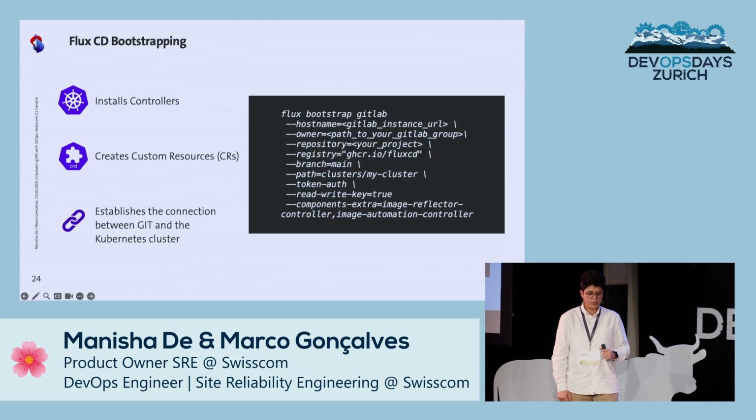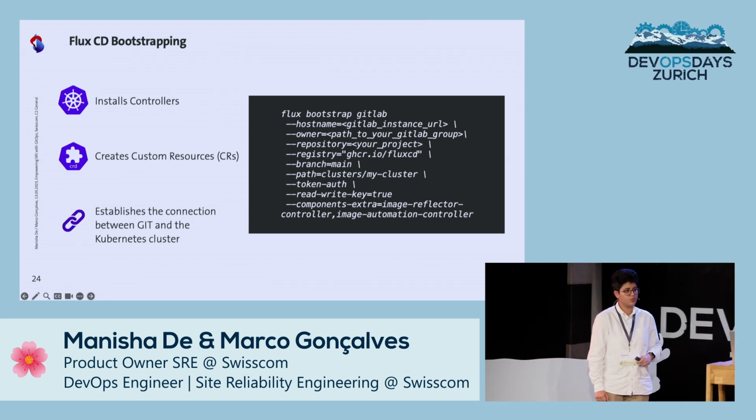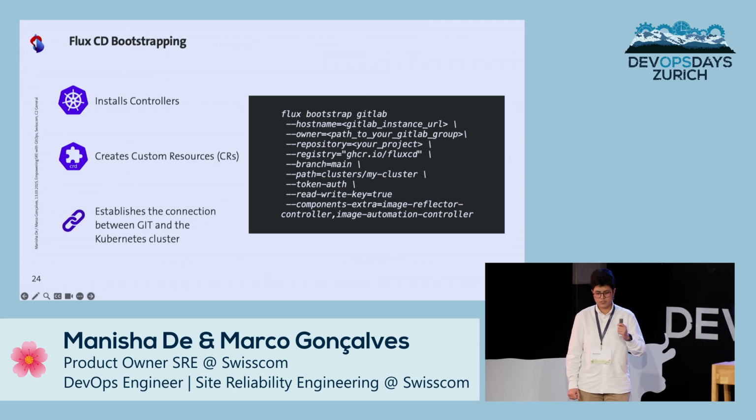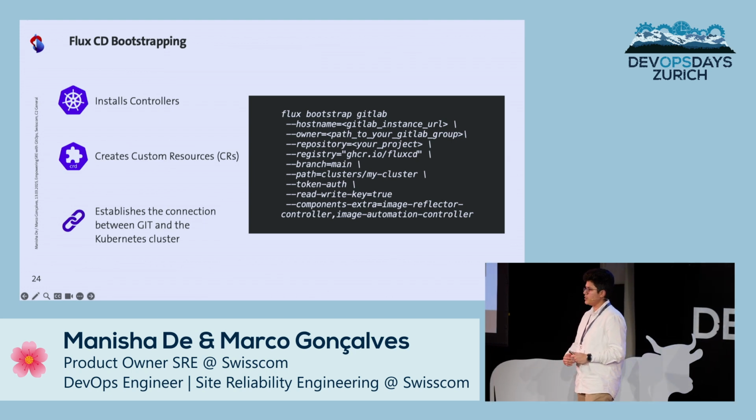So just as an example, what you have here on the right is an example of how you can bootstrap your cluster with Flux. Of course, there are some specifications which you have to take into account, giving it a path to your GitLab instance, the project, if you're using a particular branch and so on. I think this part is quite intuitive enough.